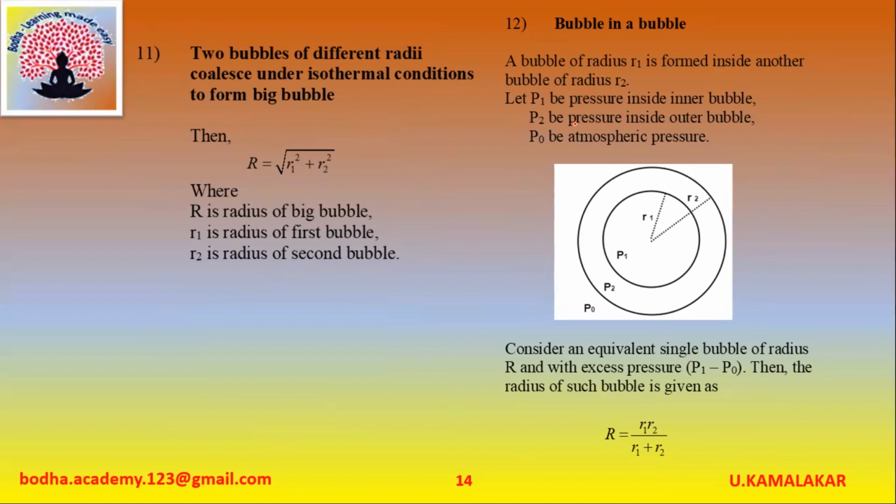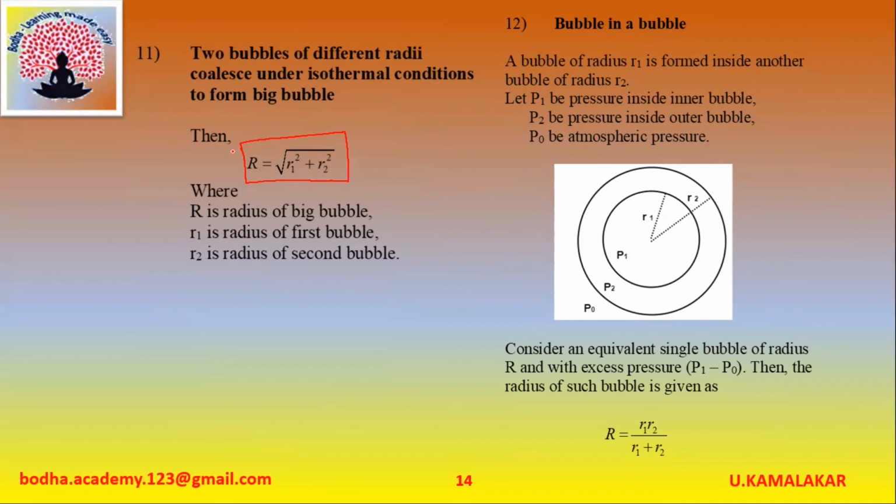Next topic. Two bubbles of different radii collide under isothermal conditions to form a big bubble. R = √(R1² + R2²), where R is radius of big bubble, R1 is radius of first bubble, R2 is radius of second bubble.